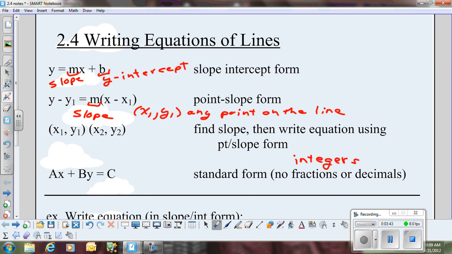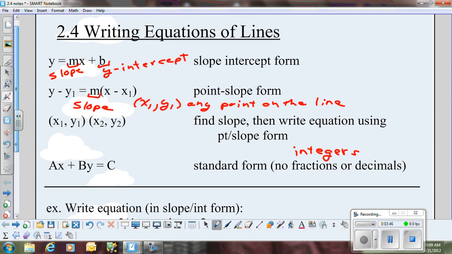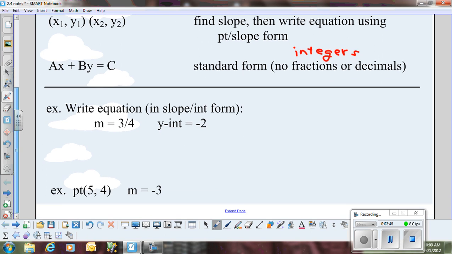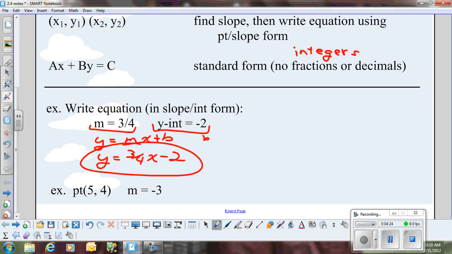Now, we're going to use some of those. The first one should be fairly familiar, shouldn't be too hard. If I'm given the slope of a line and the y-intercept of a line, remember this is the b, then I'm going to write an equation using slope-intercept form. Y equals mx plus b. I substitute 3/4 for m, -2 for b, and I get y equals 3/4 x minus 2. We're done. Any questions about that? Like I said, that part should be pretty straightforward.